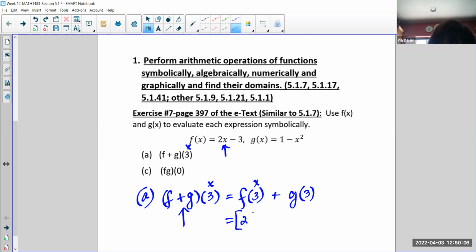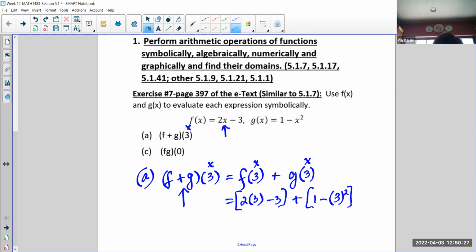So we have 2 times x. In place of x is a 3, minus 3, plus. Now here in every place where there's an x in g, we're going to substitute in for 3. So we have 1 minus 3 squared. And now we're going to simplify it. So we're going to do what is inside the brackets first. We multiply first, so that will give us 6 minus 3, plus.